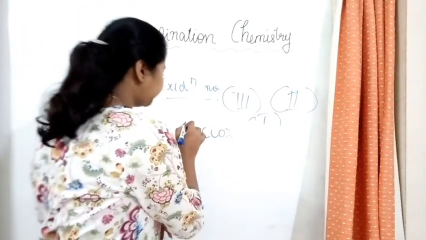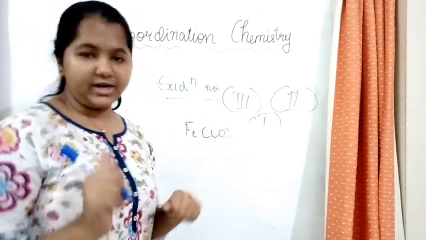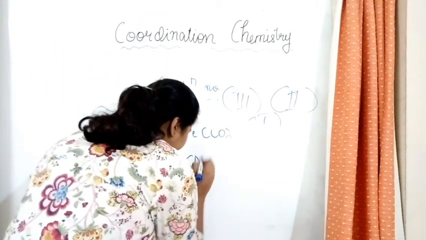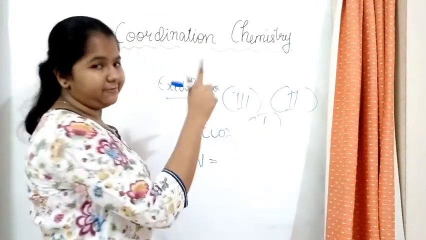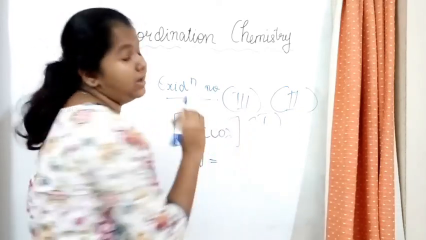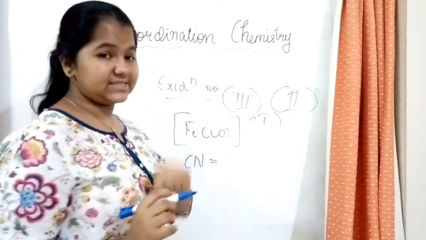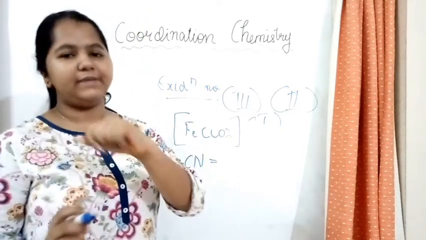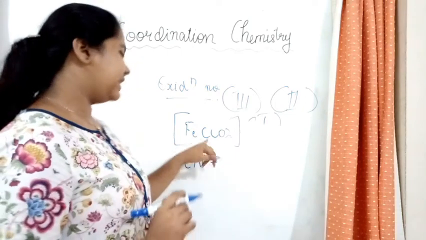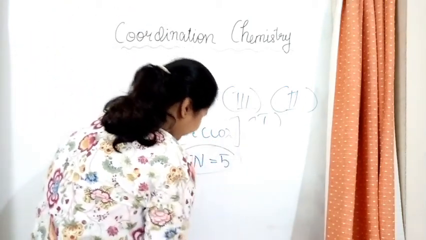So let's see. First we'll write the coordination number. So coordination number is equal to how many? 5, because Fe is the central metal atom. Let's make this in a box for your better understanding. What is the number of ligands connected directly via coordinate bond to the central metal atom? That is 5. So the coordination number is 5.